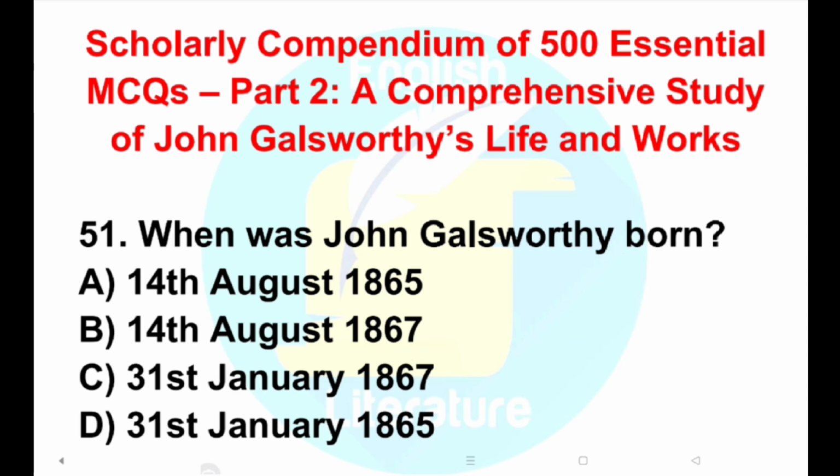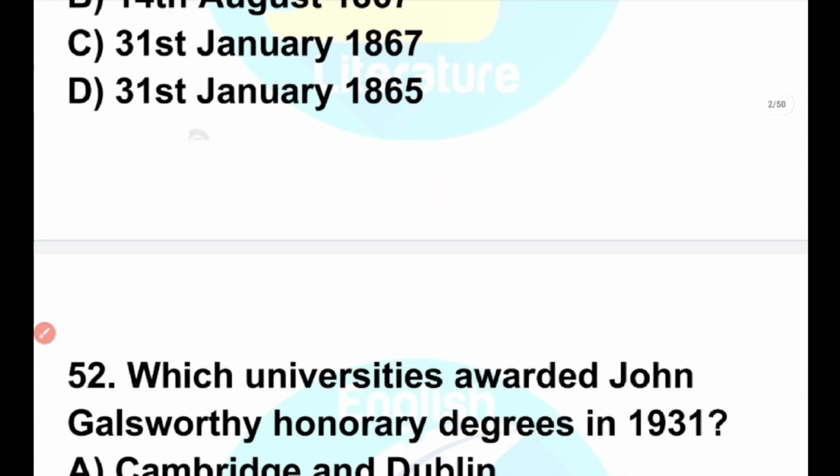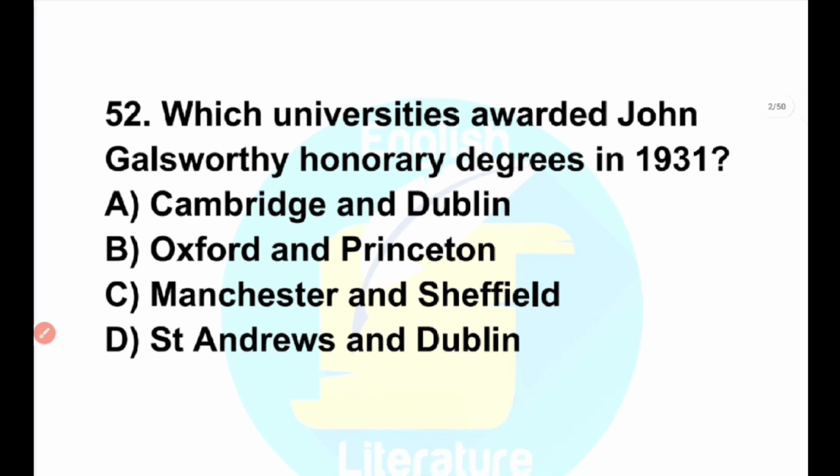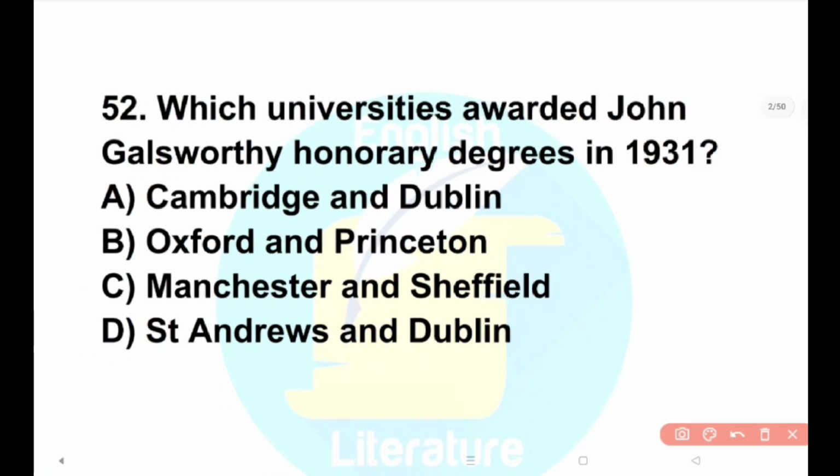Next, which universities awarded John Galsworthy an honorary degree in 1931? Option B, Oxford and Princeton. In 1931, Galsworthy was awarded an honorary degree by the University of Oxford, UK and Princeton University, USA, reflecting his international literary stature late in his career.